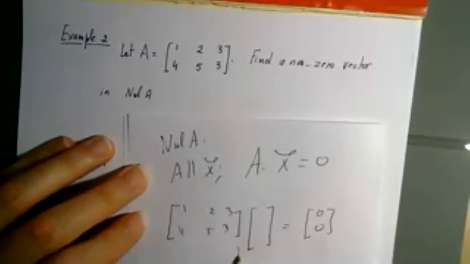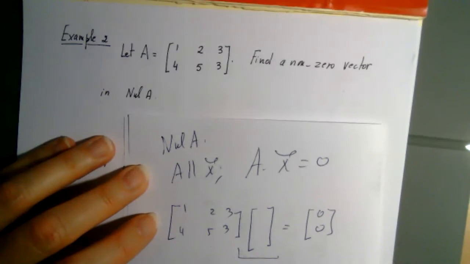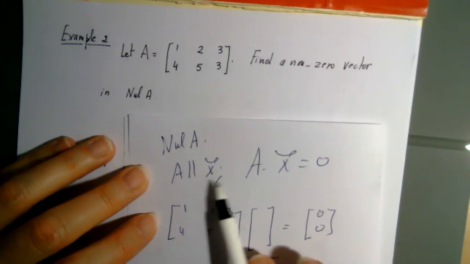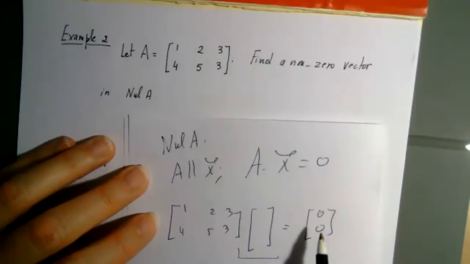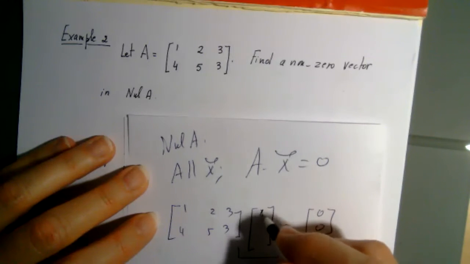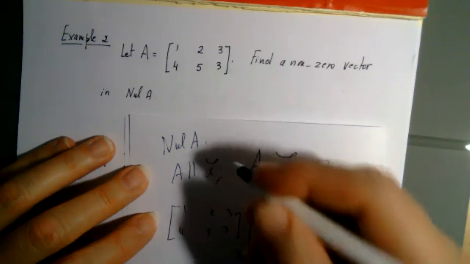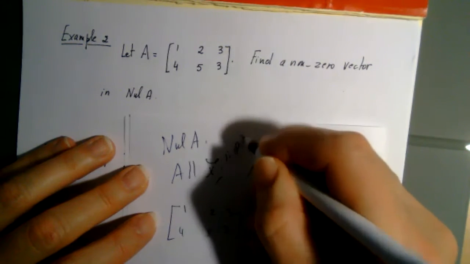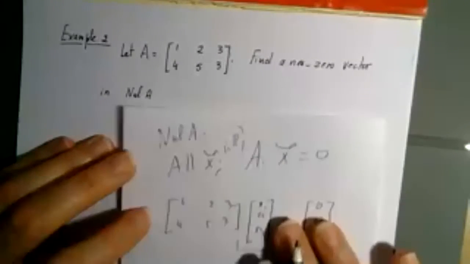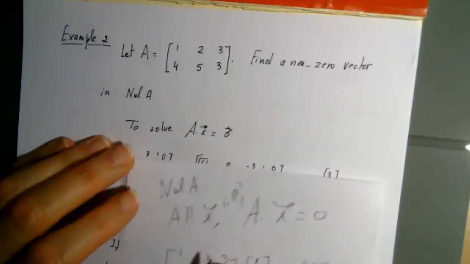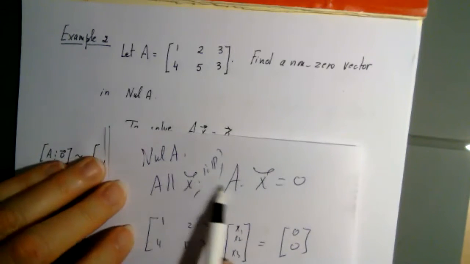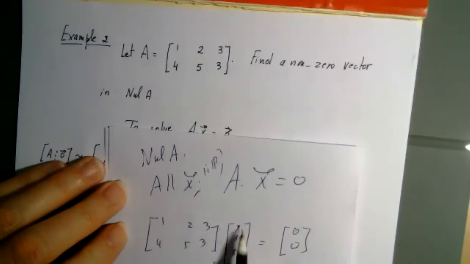Now this x should have how many components? I'm asking you the x is at A times x equal to 0. It means this one should have 3 components. Means all x's in R3 such that Ax equals 0. So now my question is, find a non-zero vector in the null space. It means give me an example of a vector such that A times x equals 0.